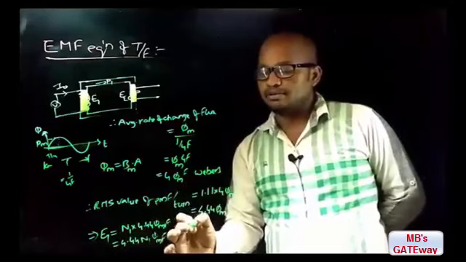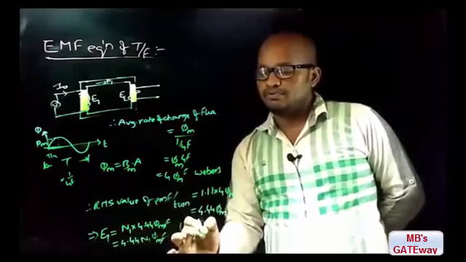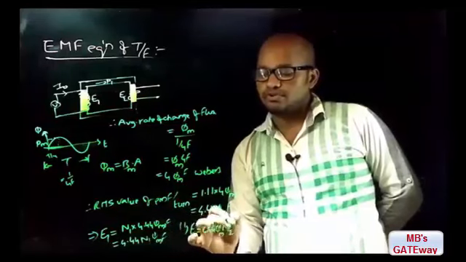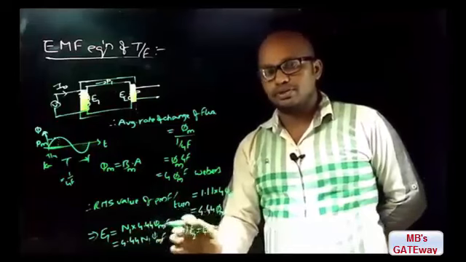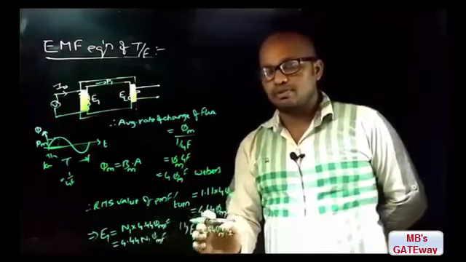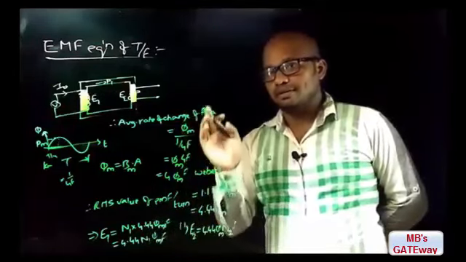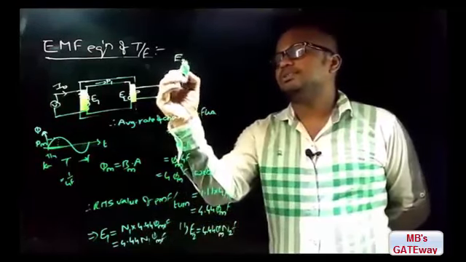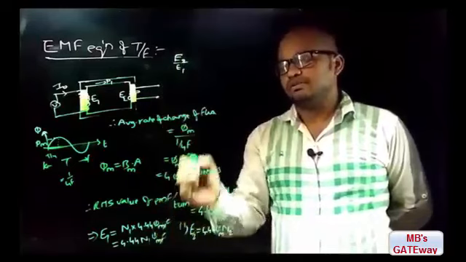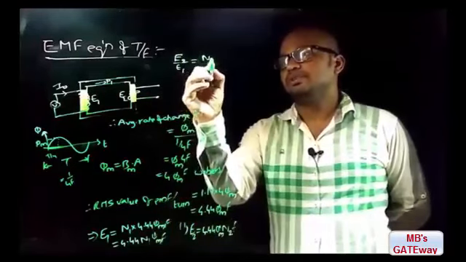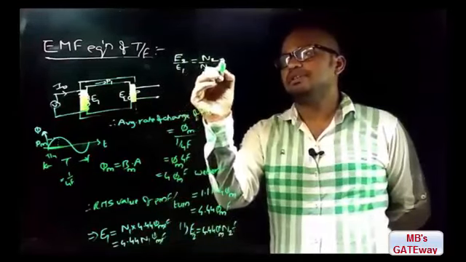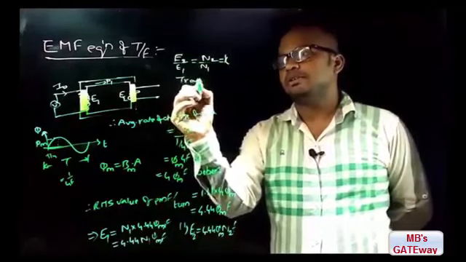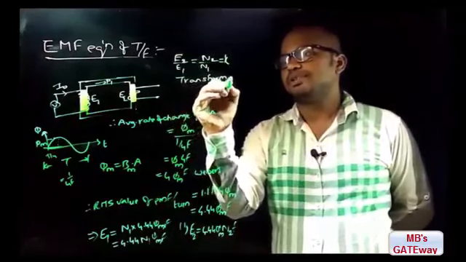Similarly, E2 is equal to 4.44 phi m into N2 into f. If you observe these two equations, phi m is the same because the core flux is the same in the transformer core, and if you divide E2 by E1, that will give you N2 by N1. This is represented with K, where K is called the transformation ratio constant.